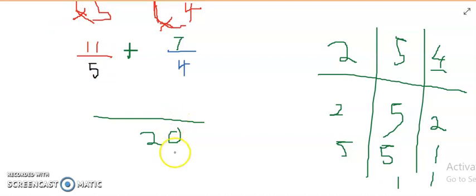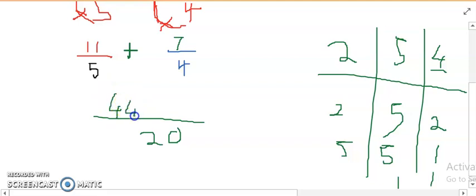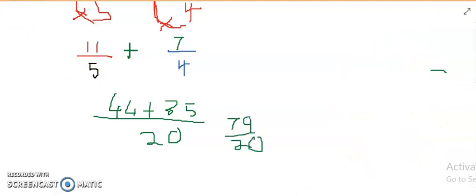So now we have the LCM, that's 20. So let's do it. 5 in 20, that's 4. 4 times 11, that's 44. So let's put that down, 44, plus 4 in 20, that's 5. 5 times 7, that's 35. Let's add that together. And that gives us 79 all over 20.